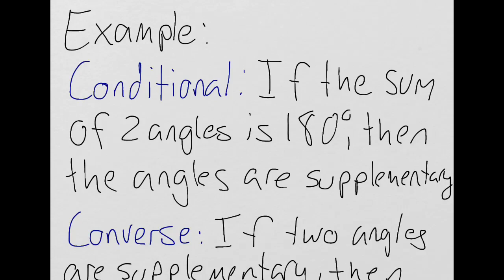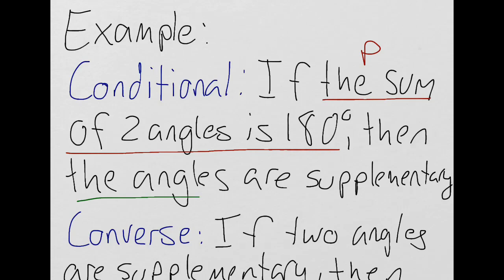To form a biconditional statement, we look at the true conditional statement, we look at the true converse statement, and we stick them together and put an if and only if. The conditional statement that we're given here is, if the sum of two angles is 180 degrees, then the angles are supplementary. The P, the hypothesis of this conditional statement, is the sum of two angles is 180 degrees. And our Q, the conclusion, is the angles are supplementary.